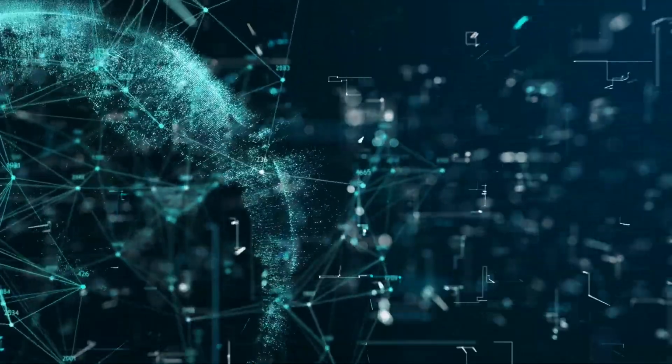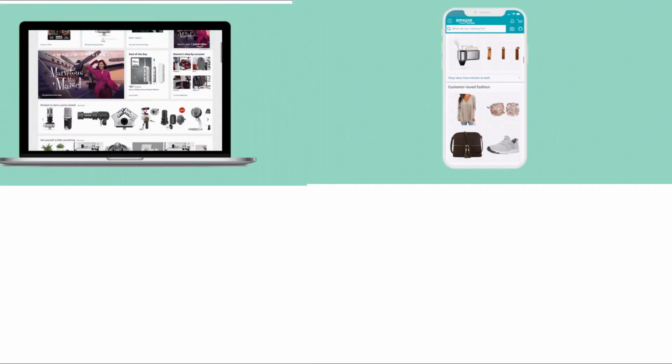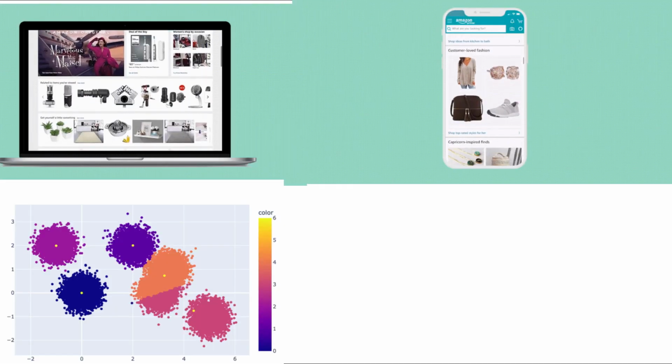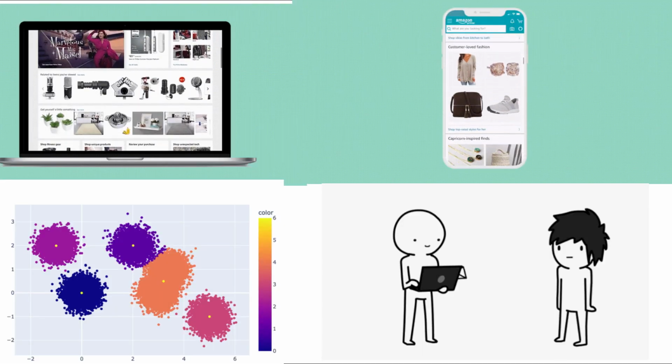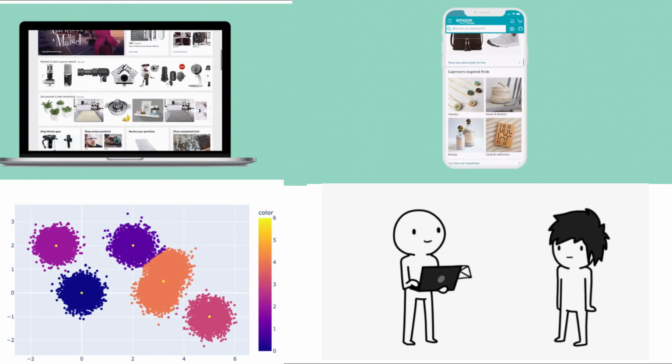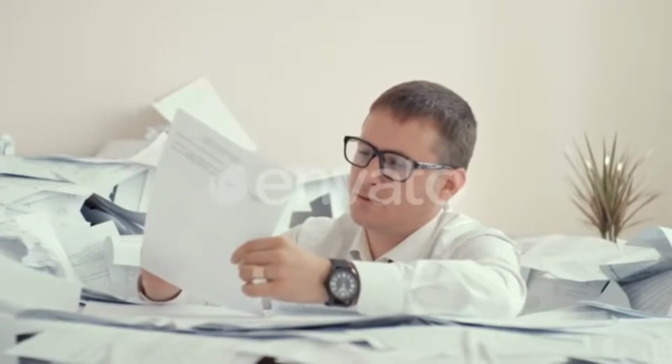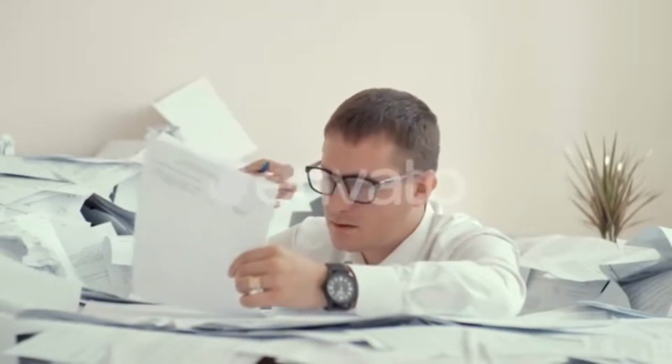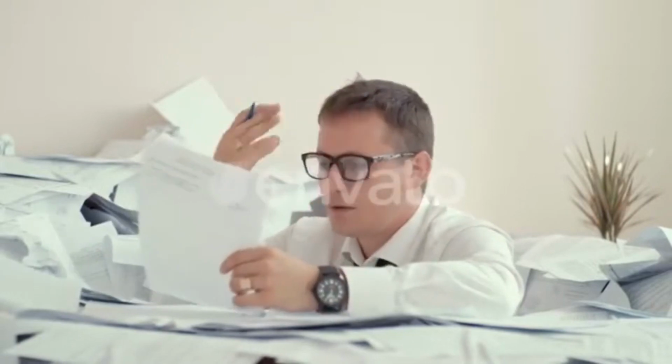Beyond search engines, TF-IDF is used in recommendation systems, document clustering, and even in filtering spam emails. It's a simple yet powerful way to quantify the importance of words in large sets of text.